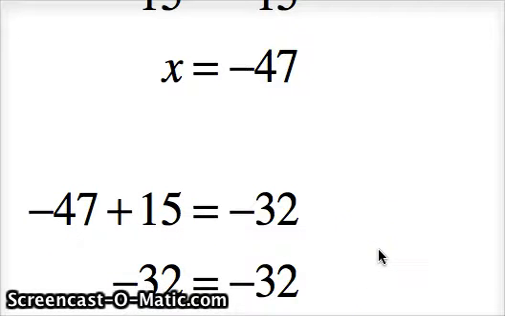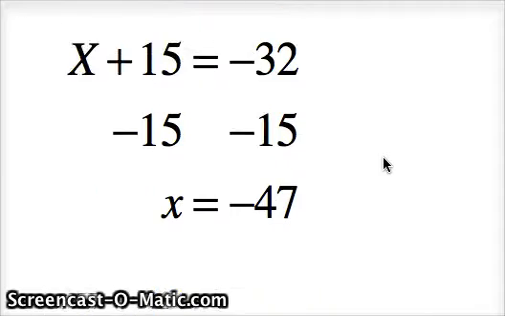It all makes sense. I must have owed $47 before I saved the extra 15 and put it in the account. That's what it all means, and that's why we solve it the way we do.